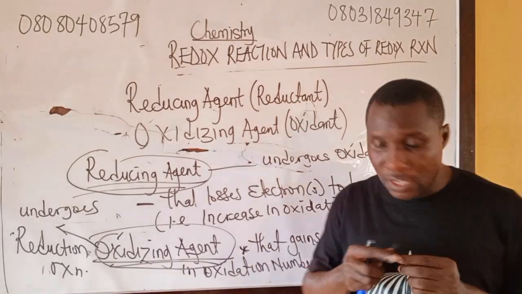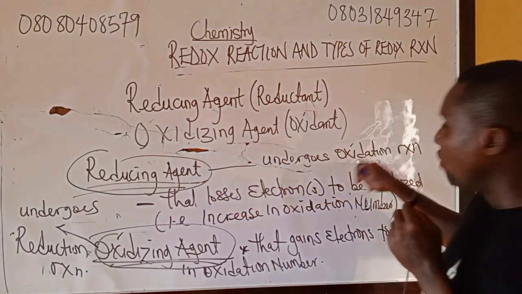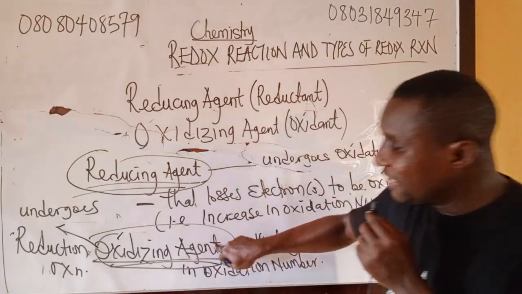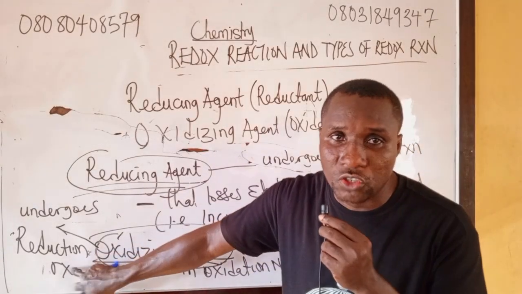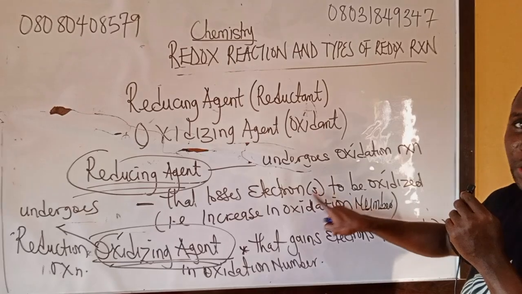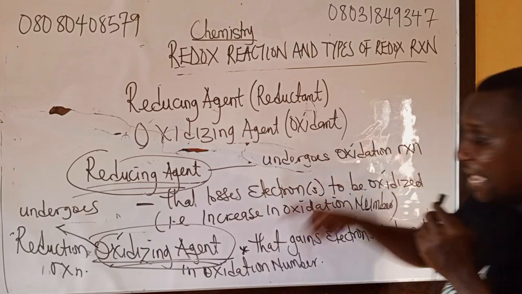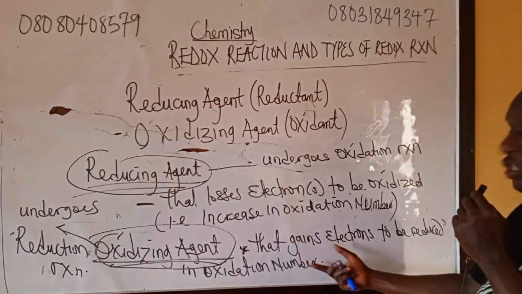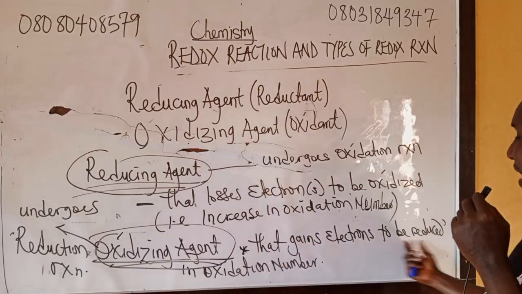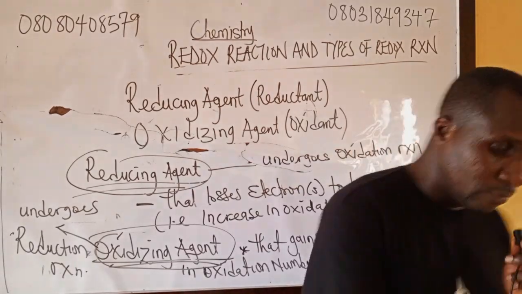Please take note of that. I repeat, reducing agent undergoes oxidation reaction. Oxidizing agent undergoes reduction reaction. This is the meaning of reducing agent. It's a species, atom, or molecule that loses electron to be oxidized. Oxidizing agent is a species, molecule, or atom that gains electron to be reduced in oxidation number. Let's move further.